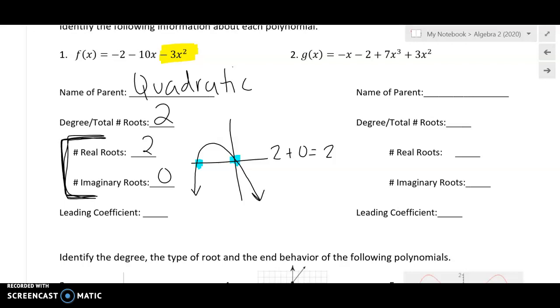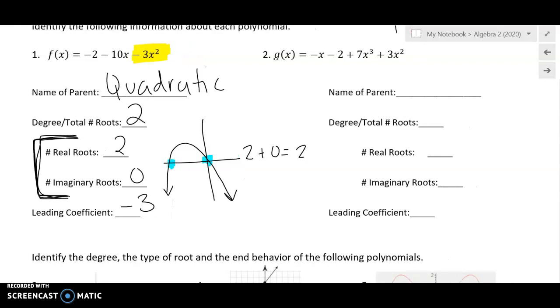And then the leading coefficient, I'm still looking at the yellow part, is the number in front of that. So the number in front of that yellow part is negative 3. Let's do another one. So right next to it, we have problem 2, g of x equals negative x minus 2 plus 7x cubed plus 3x squared. Look for the highest exponent. The highest exponent, highlighted yellow, is that exponent of 3.